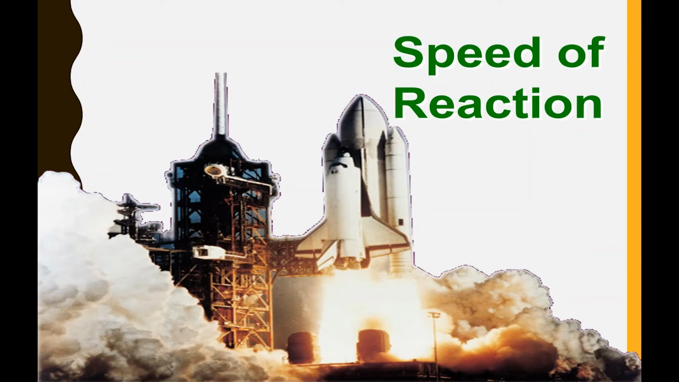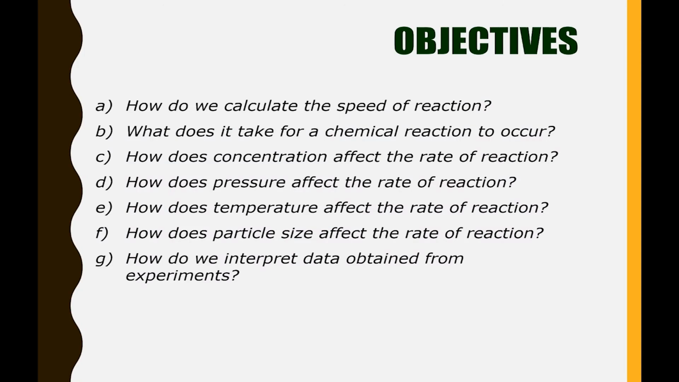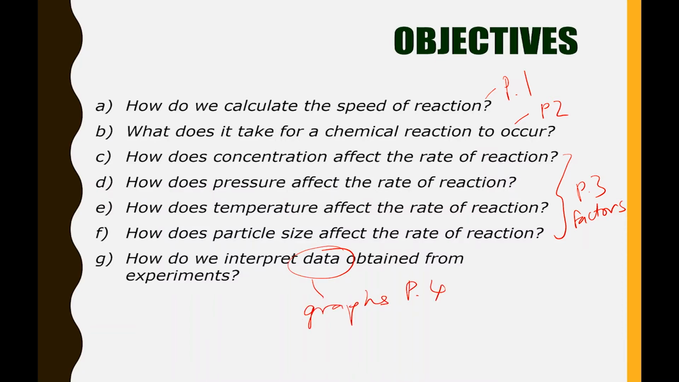Hi everyone. We're going to learn about speed of reaction in this video. There are 4 parts to the video. The first part will talk about how we measure or calculate the speed of reaction. Second, we're going to look at what it takes for a chemical reaction to occur. Third, we're going to look at the factors that affect the speed of reaction. And the last, we're going to look at data and graphs. That's part 4.